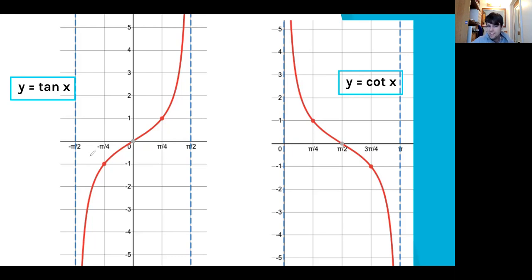You'll also notice that the cycle of these, if these are indeed one cycle, are a little bit shorter than we're used to seeing, right? This distance here between negative pi over 2 and pi over 2 is only a distance of pi. So it tells us that our period here is actually just pi. That's different than the other ones, than sine, cosine, secant, and cosecant. Those all had a period of 2 pi. So this period is actually half of that.